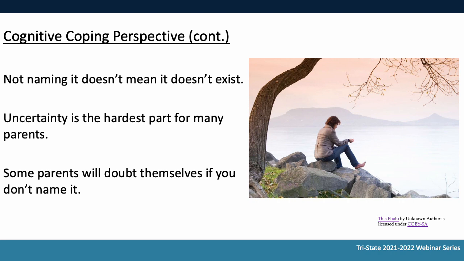A lot of the literature on parent coping and adjustment in developmental disabilities more broadly suggests that the experience of uncertainty is the hardest part of adjusting to having a child with special needs. Not knowing what's going on, wondering if your own observations or concerns are reasonable or if you're off base, that's a really, really difficult place to be in.